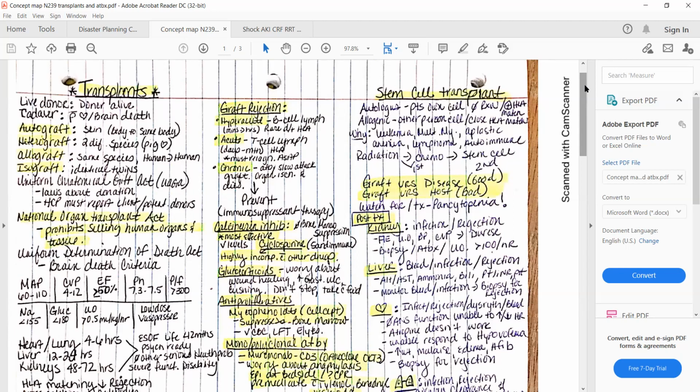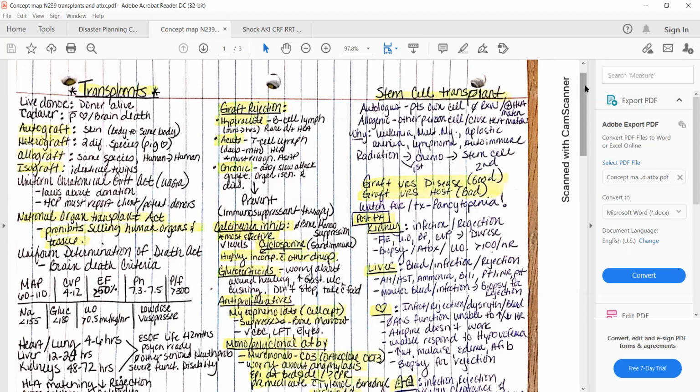Okay, so transplants. Two things we've got to think about with transplants. Live donor: this would be like, hey, I'm alive, you can have my kidney. I'm going to keep one, you take one. Okay, live donor, or cadaver, which is after cardiac or brain death.